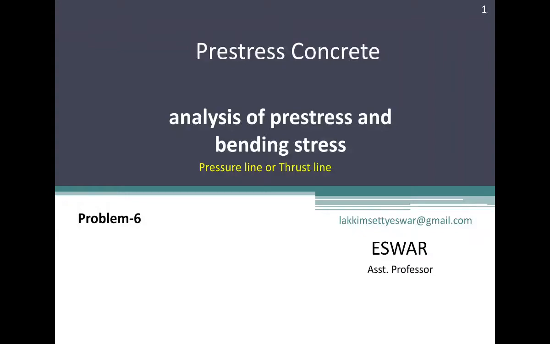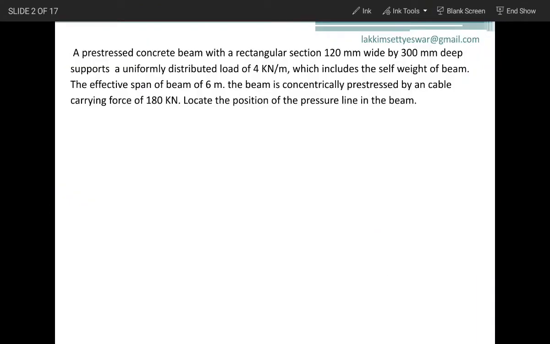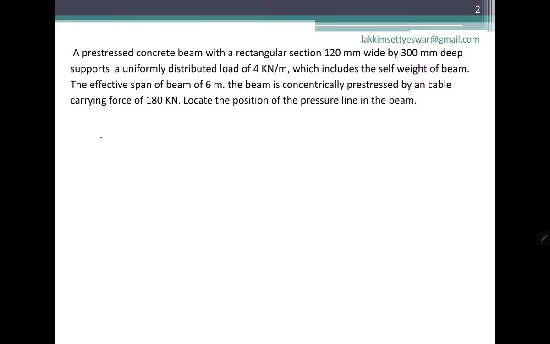Hello everyone, let's solve a problem in the pressure line or thrust line topic. A pre-stressed concrete beam has a rectangular section 120 mm wide and 300 mm deep.